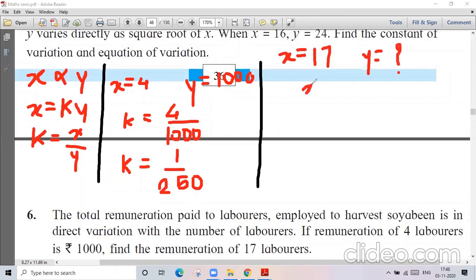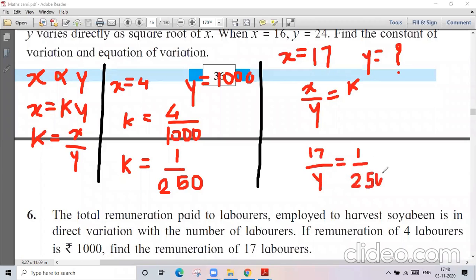So x upon y is equal to k. Then x is equal to 17, and y you do not know. k is 1 upon 250. Do cross multiplication, you'll get the answer. Tell me what y is. y is equal to 17 into 250. Do this multiplication, you'll get the answer.